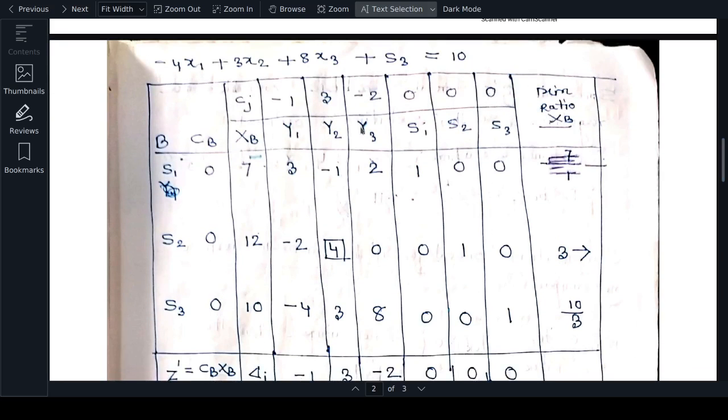So Roshni, S1, S2, which S3 columns? Arbaj? Yes. S1, S2, S3.